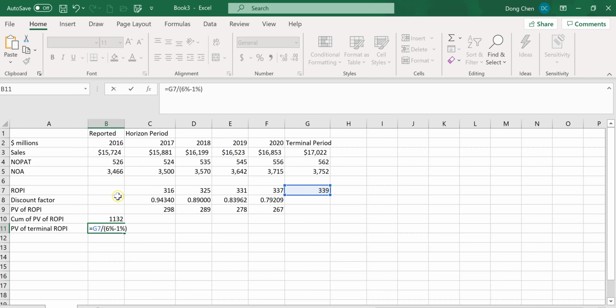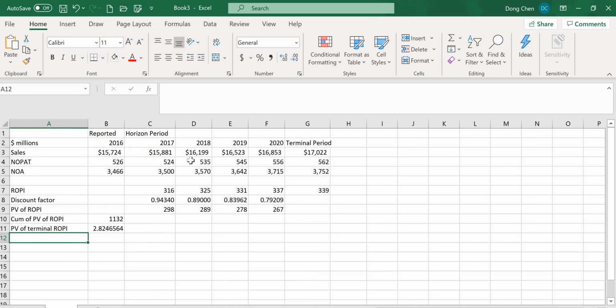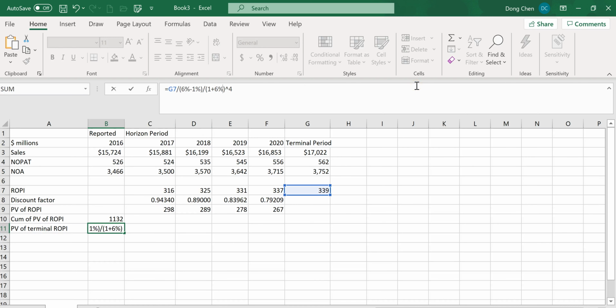So to get the present value in terms of 2016, I still need to discount this back 4 years, right? So the discount rate is still 6%, but the power here needs to be 4 because 2020 and 2016 are 4 years apart. So this is the present value of the, oh, I forgot to put the 6%. And then I also need to follow the rounding requirement by rounding to the whole dollar.